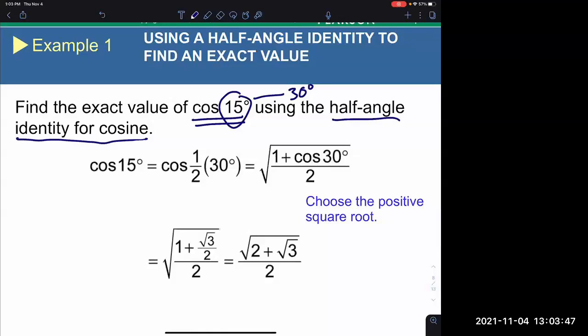Why would we use this over the cosine difference identity? Of the cosine what? Cosine difference identity? Oh, difference, yes. We could do that too. We could absolutely do that too. Then we would say, how can I express 15 degrees as a difference between two I know, like between 45 and 30, as an example. And we could do that. But I think what you'll recognize here is that this is quite a bit simpler. Does that make sense?